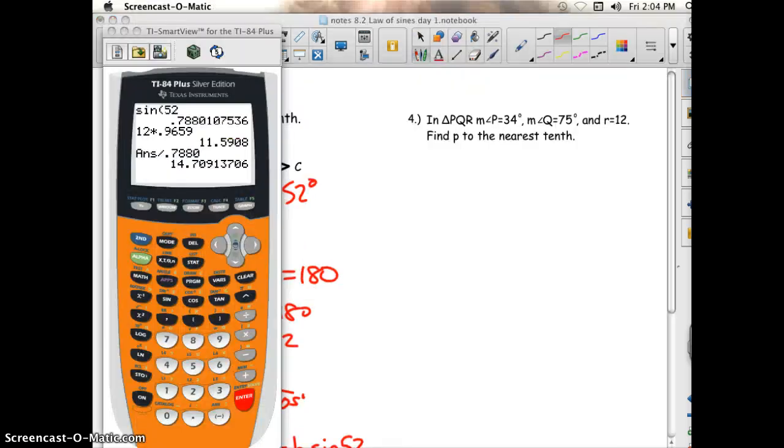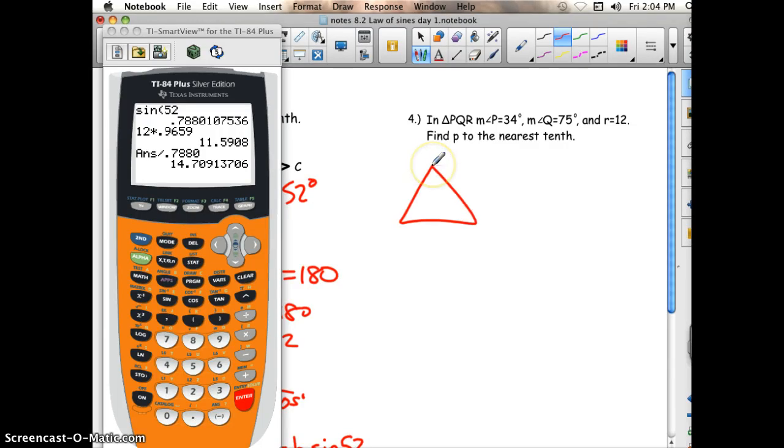Okay, final example here. Triangle PQR. They tell me the measure of angle P is 34 degrees, and the measure of angle Q is 75 degrees, and that r equals 12. Okay, again, now I've given you two angles. We have an angle, side, angle here, right? So we can use the law of sines to find little p to the nearest tenth.